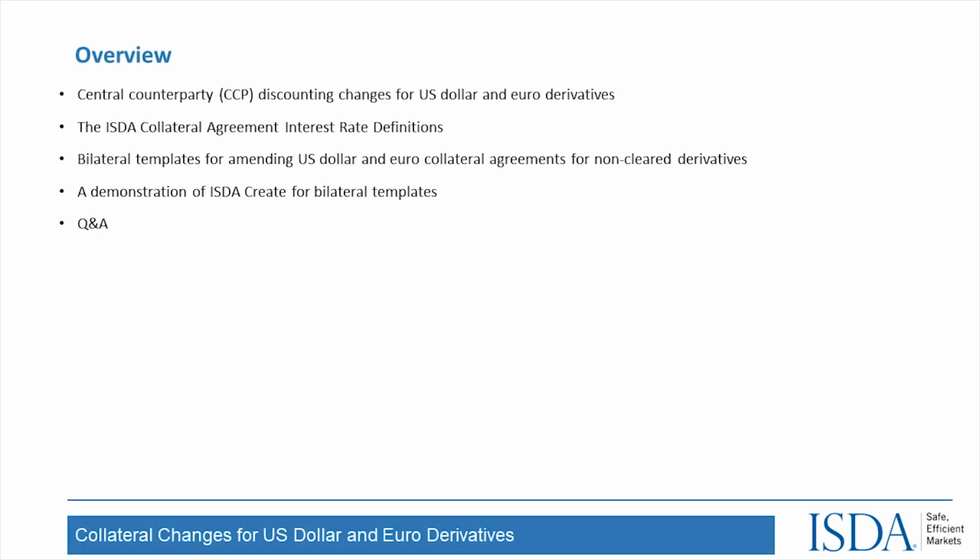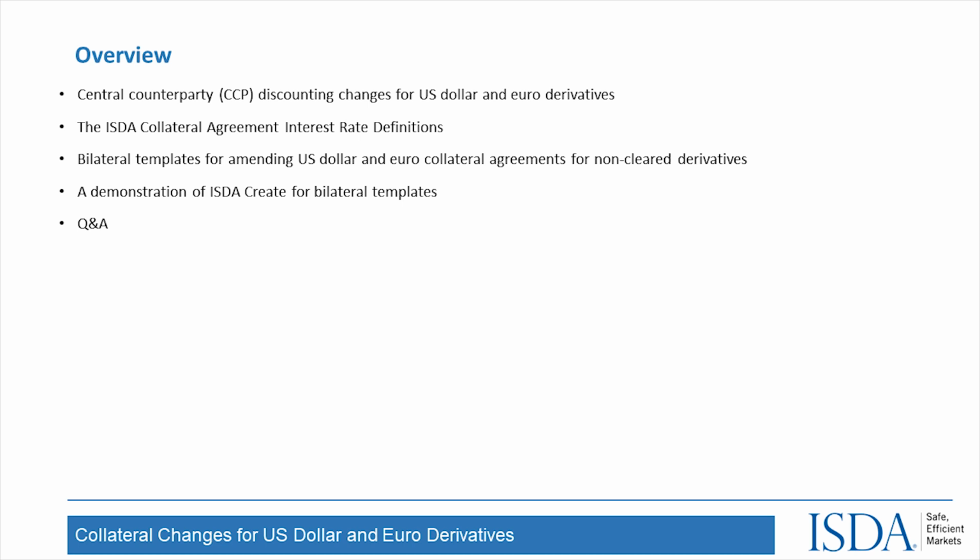Today's webinar is going to cover several topics related to the collateral changes that are occurring in 2020. First, we'll talk about the CCP discounting changes that recently occurred for euro-denominated derivatives and will occur soon for US dollar derivatives. Then we'll turn to the recently published new definitional booklet that counterparties can use to designate a standard rate as the interest amount in their CSAs for non-cleared derivatives.